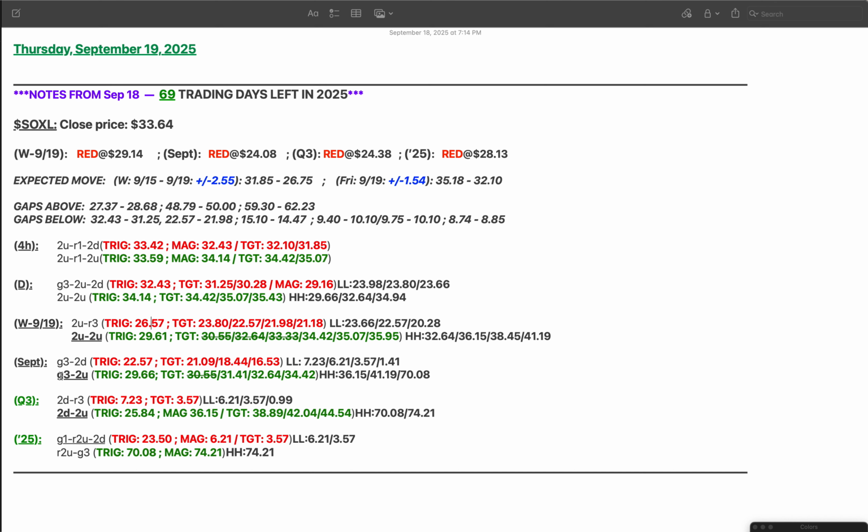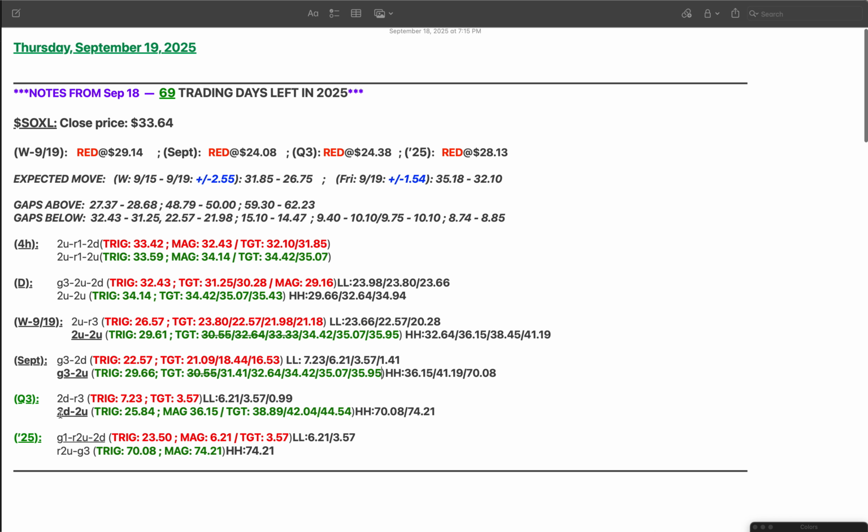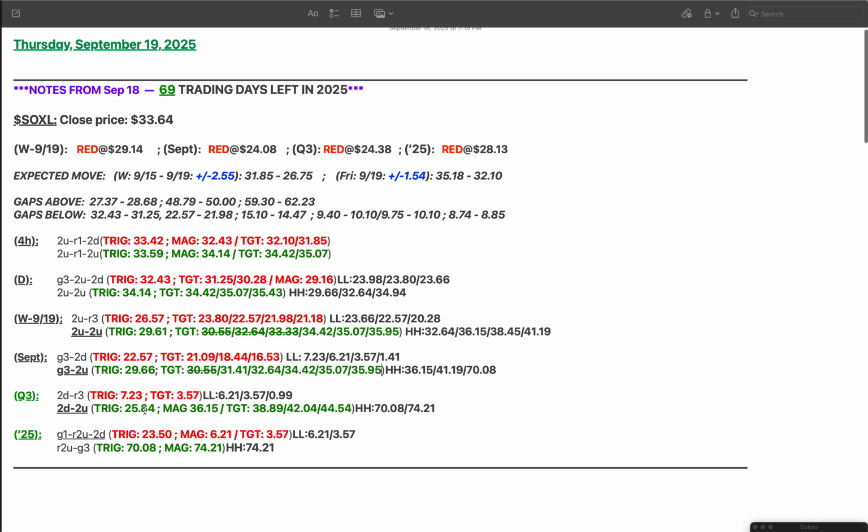For the month, again, we're in the 3-2 up, triggered at 29.66, reached our target of 30.55, actually reached these targets as well. So we've got the 34.42, and then we can add these extended targets on there as well. All right. So looking good again from the month. From the quarter perspective, 2 down, 2 up, triggered at 25.84.